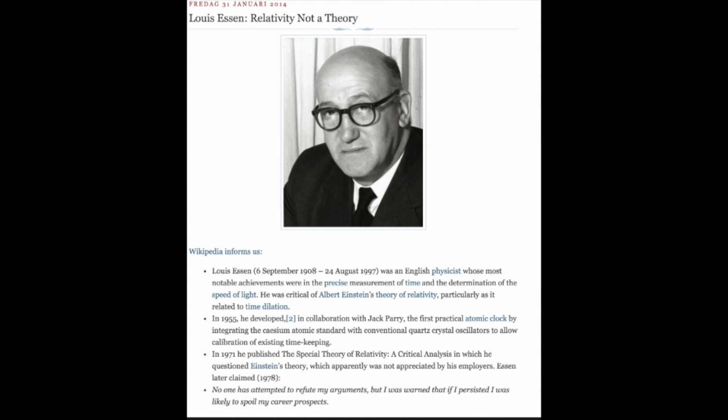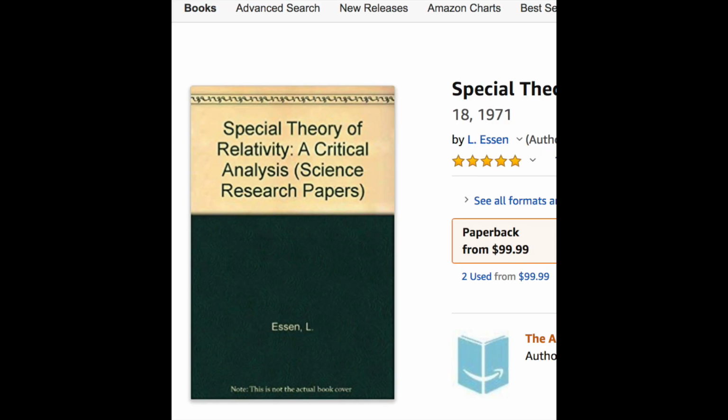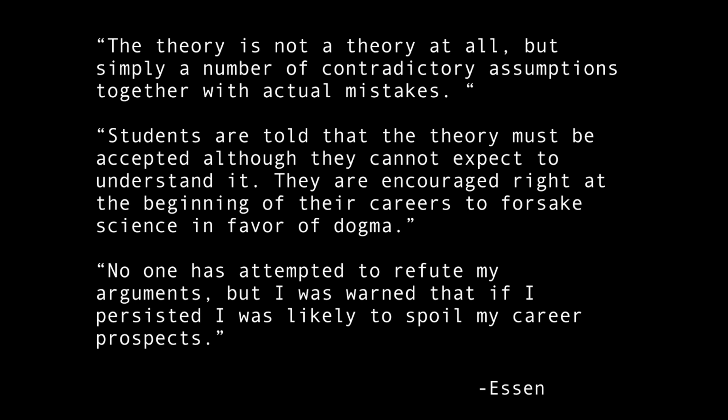And there was renowned British physicist Louis Essen, who in 1971 published his book, The Special Theory of Relativity, a Critical Analysis. He stated with regard to Einstein's relativity, "The theory is not a theory at all, but simply a number of contradictory assumptions together with actual mistakes. Students are told that the theory must be accepted, although they cannot expect to understand it. They are encouraged right at the beginning of their careers to forsake science in favor of dogma. No one has attempted to refute my arguments, but I was warned that if I persisted, I was likely to spoil my career prospects."